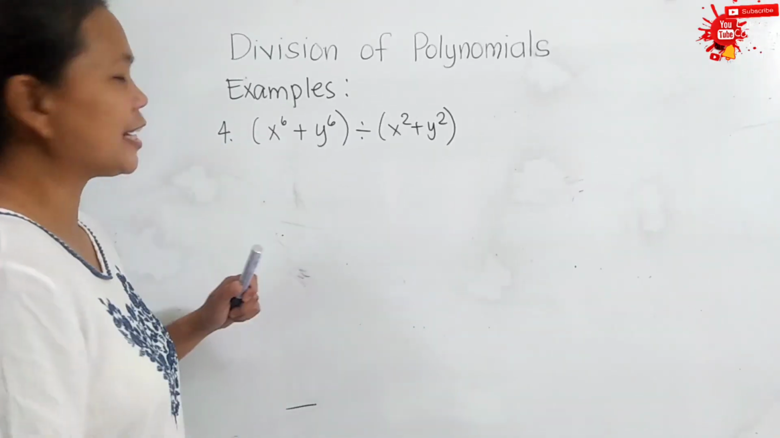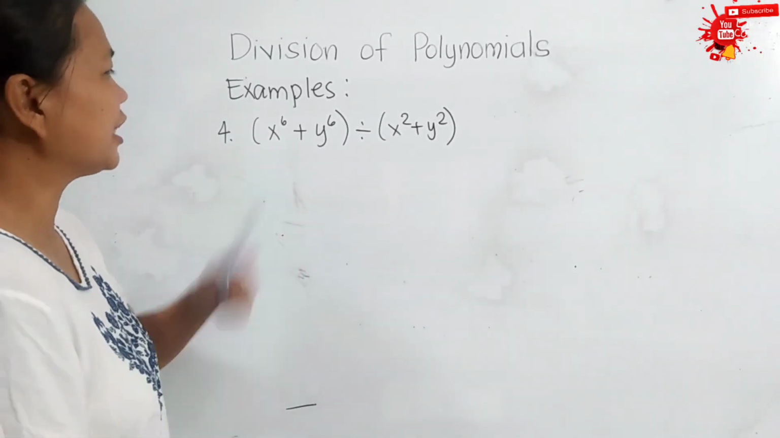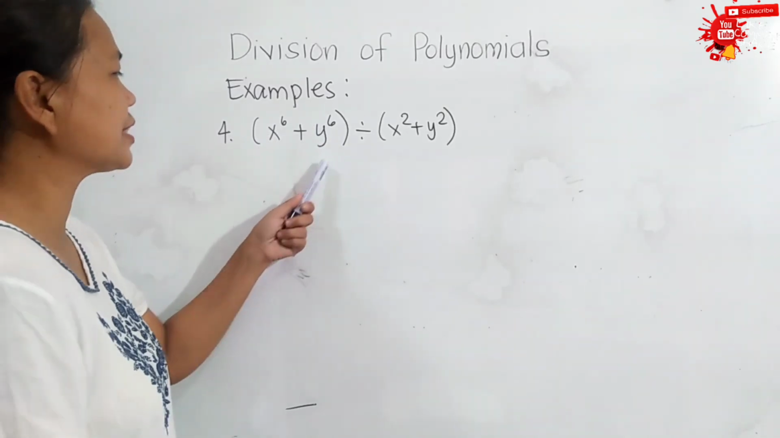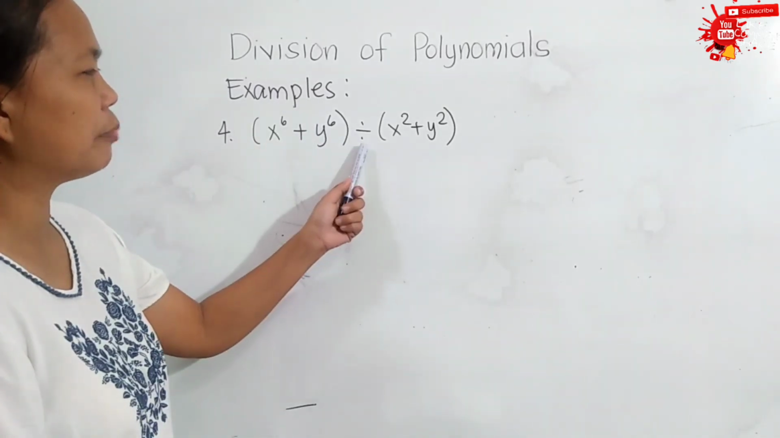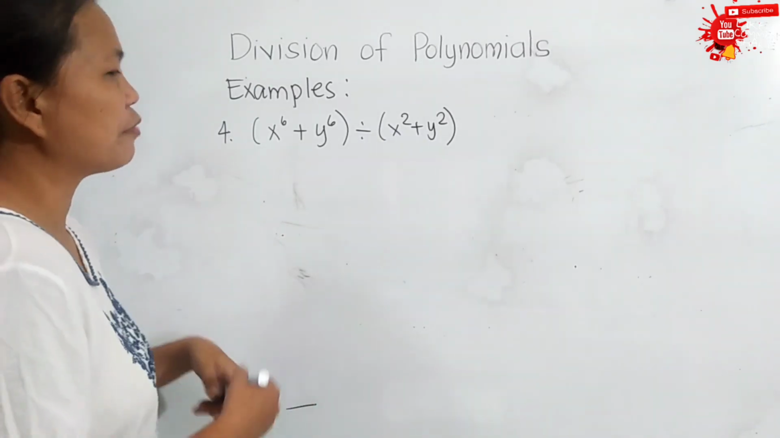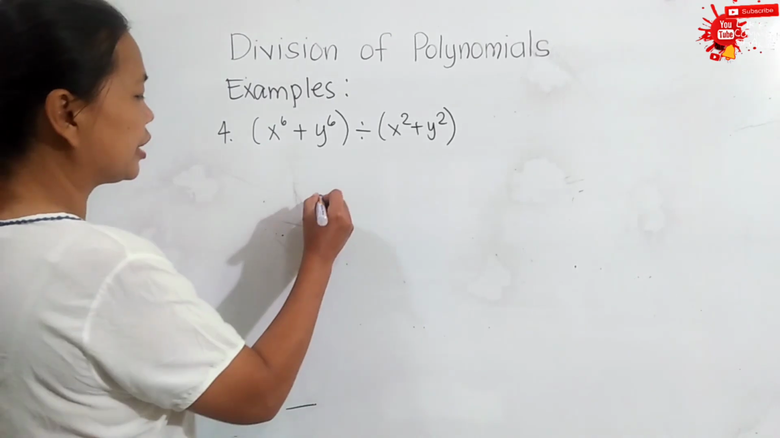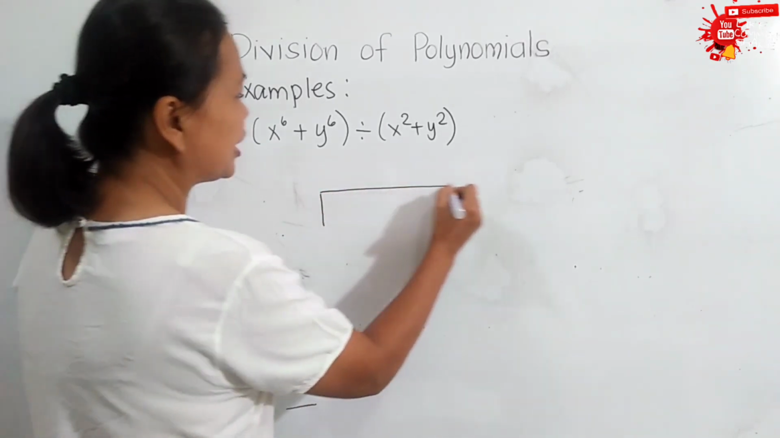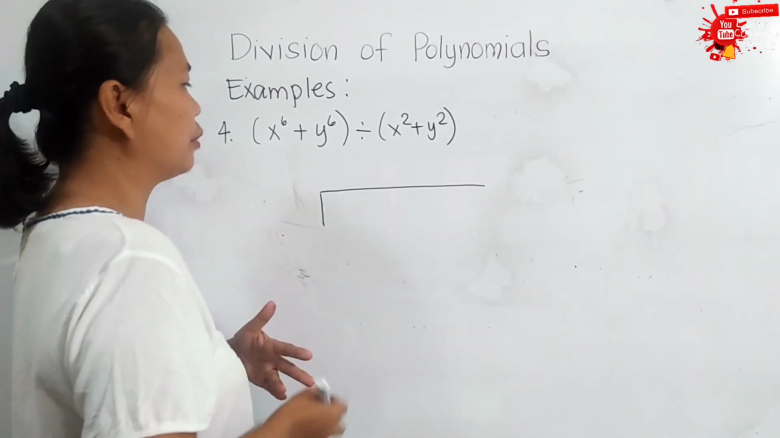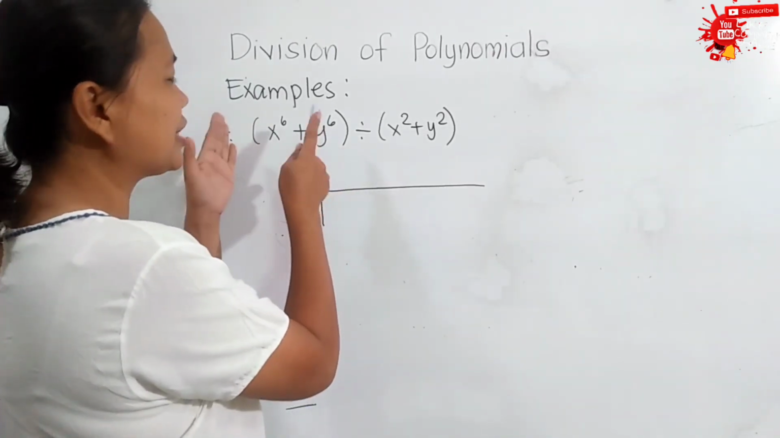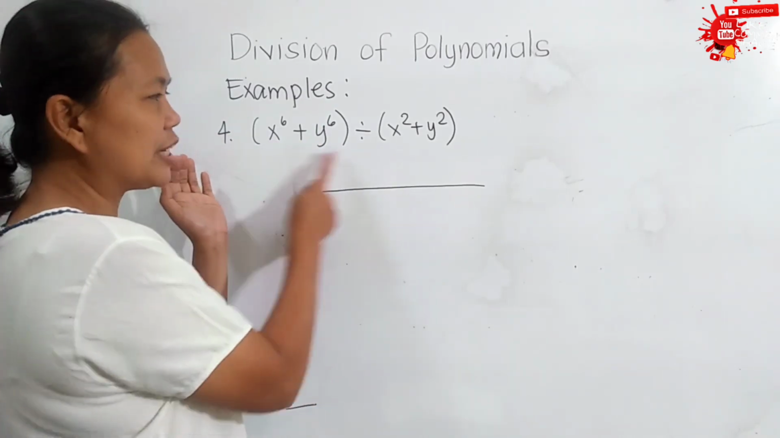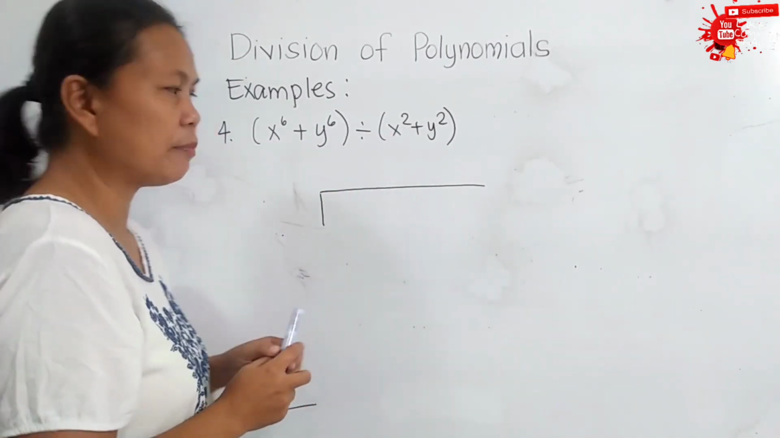Okay, now let us discuss example number 4. So, if you notice, we have x raised to 6 plus y raised to 6. So, a binomial divided by another binomial, x squared plus y squared. So, before we write it in our division symbol, see to it that it is arranged in its standard form. So, they are both 6, so it means that it is arranged because alphabetized. So, x comes first and also with our divisor.